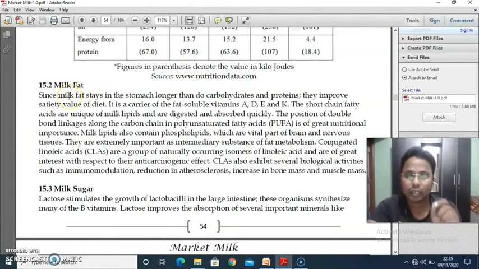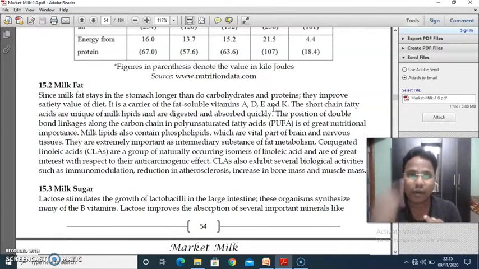Okay, what do we learn from the milk fat? We just have to keep it in mind. Milk fat is very important. It digests very easily. Milk fat contains the fat soluble vitamins, that is A, D, E, K, and you know very well the importance of vitamins A, D, E, K.